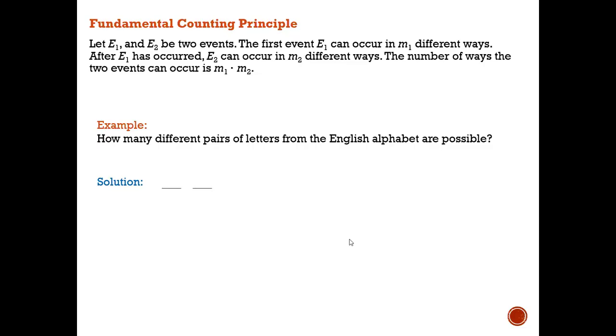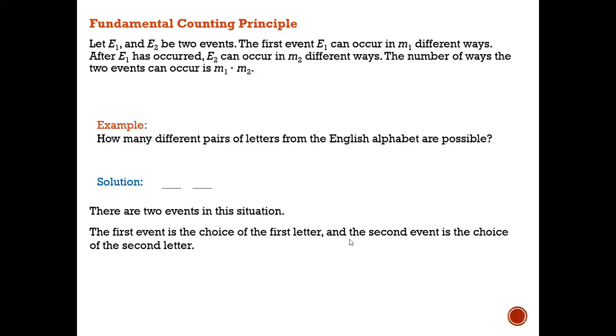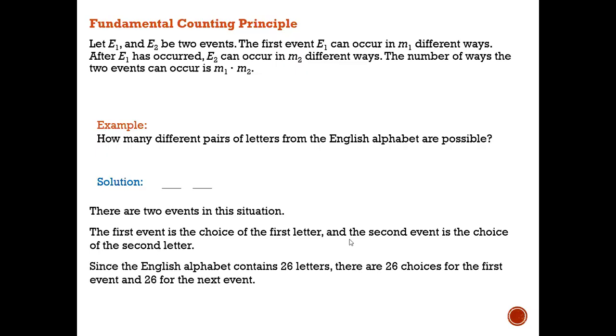So how many ways can I pick the first number? Like I said, there are 2 events. The first event is the choice of the first letter, and the second event is the choice of the second letter. The English alphabet contains 26 letters, so there are 26 ways that I can choose each letter, right? So how many ways can I pick a letter from the English alphabet? If I have all the letters in the alphabet, I'm going to randomly pick one. There's 26 possibilities. And then how many ways can I pick the next letter?